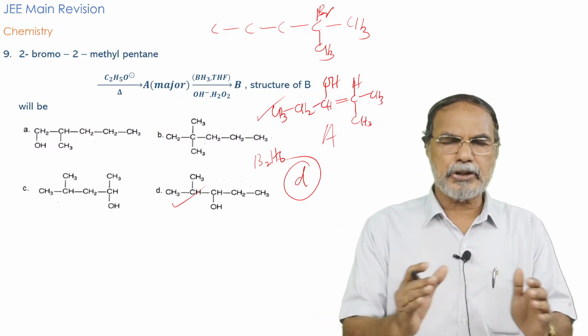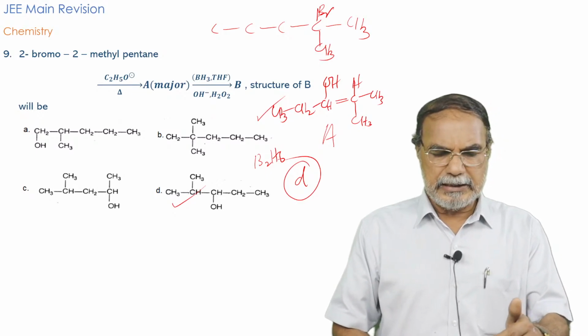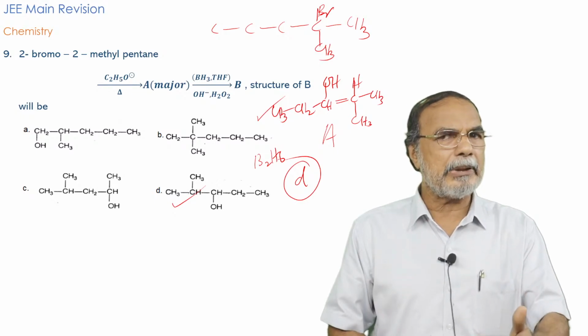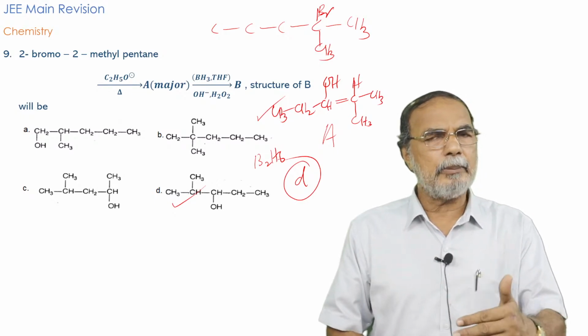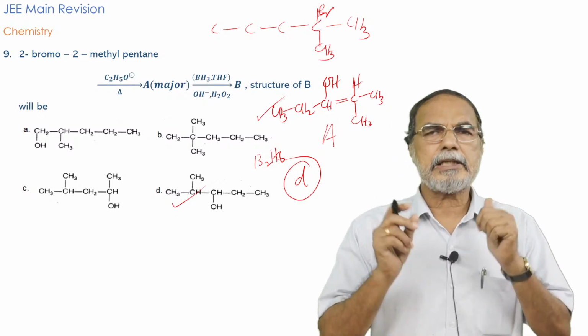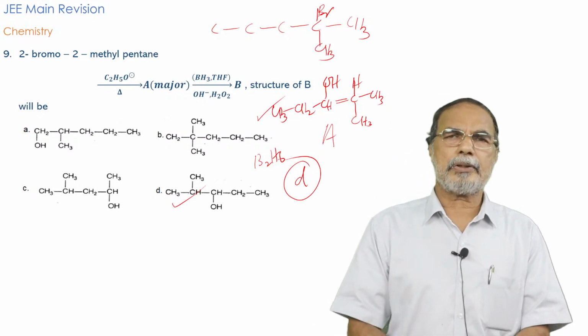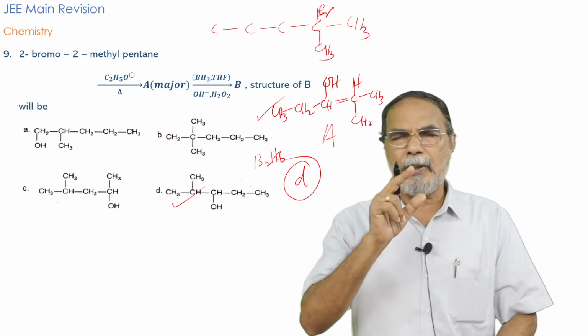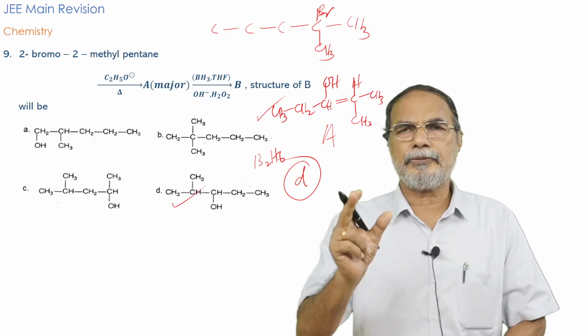Again, two reactions combined. One is the SN1 elimination reaction. The major product is the elimination product. Remember that it is decided by the Saytzeff rule. We have already written the major product. And the second step of the reaction is hydroboration oxidation. And in hydroboration oxidation, it is anti-Markovnikov. I repeat, it is anti-Markovnikov hydration.